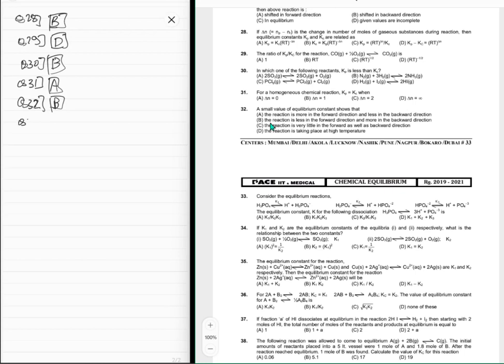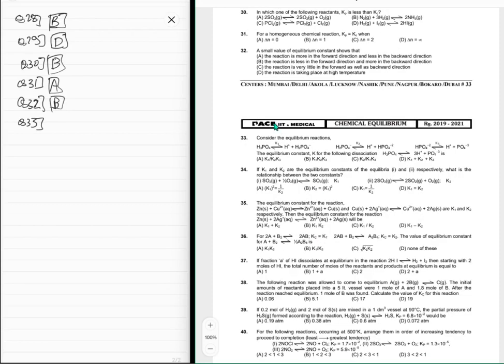Question 33. Consider the equilibrium reactions. Just wait a second. Let me just see what time it is. It's 12:32. Yeah, we have a lot of time. It's nothing. I just want to get this done in like 2 hours at least. 100 questions in 2 hours. That's what I was aiming for.